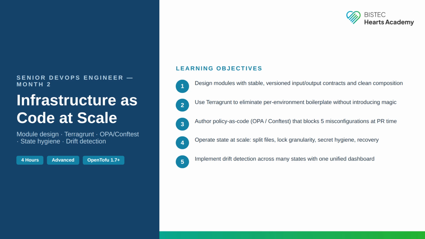5 exit criteria for this session. Designing module hierarchies that teams actually version and release, using Terragrunt to eliminate per environment boilerplate, without hiding what's happening, authoring OPA policies that catch real misconfigurations before apply, operating state cleanly at scale, and seeing drift across every environment from a single dashboard.